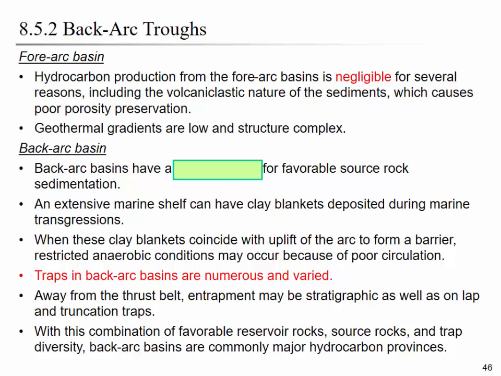So the fore arc is relatively barren. The hydrocarbon production from the fore arc basin is negligible for several reasons. But the back arc basin has good potential for source rock sedimentation and also hydrocarbon potential. Traps in back arc basins are numerous and varied because you have a clay blanket. So with this combination of favorable reservoir rocks, source rock, and trap diversity, the back arc basins are commonly major hydrocarbon provinces.